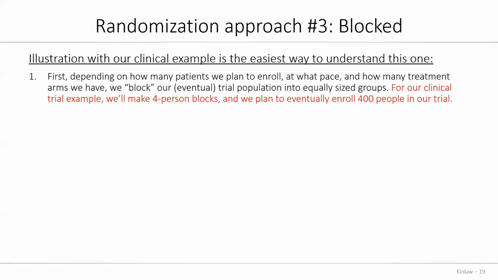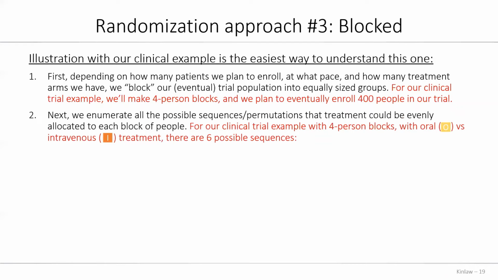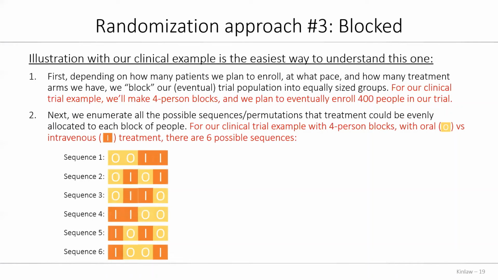Next, we need to list all the possible sequences that treatment could be evenly allocated to each block of 4 people. We'll use yellow blocks to show oral antibiotic allocation and orange blocks to show intravenous antibiotic allocation. So there are 6 possible sequences. Believe it or not, I did not plan this out, but this example just lends itself perfectly to the idea of using a 6-sided die to make our randomization process a reality. I just labeled each of these sequences using the marker from the die as we move forward with this example.